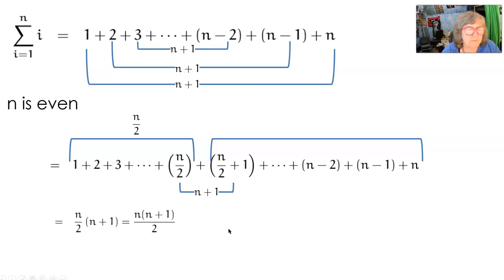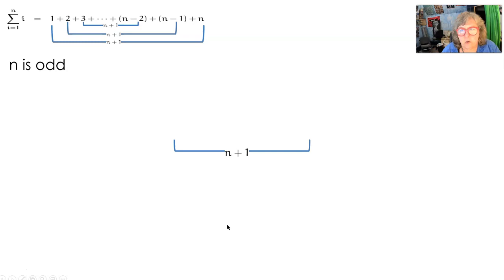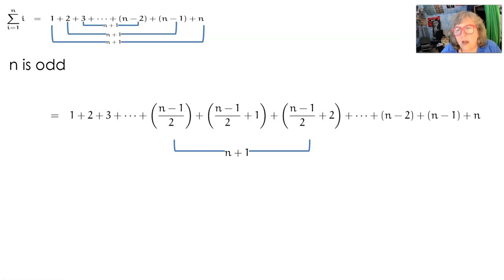Let's look at the odd one. I have to do both possibilities. Oh, look at that. That's not supposed to be there. Ignore it. Suppose n is odd. Well, then n minus 1 over 2 is an integer. Because if n is odd, n minus 1 is even.